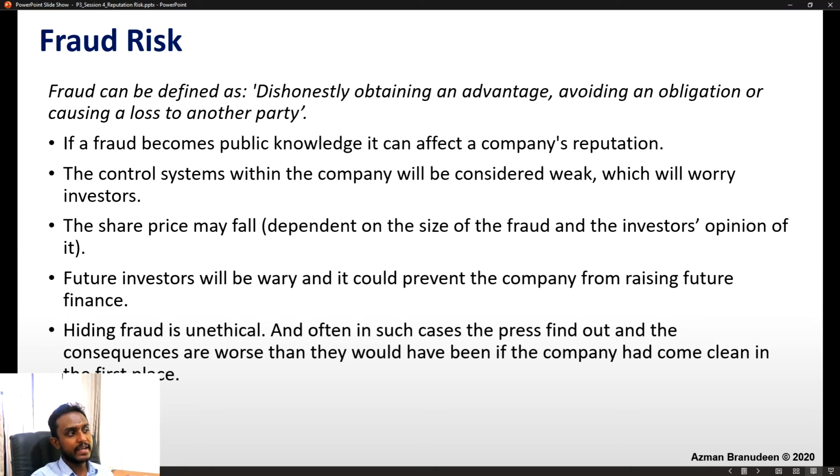Hiding fraud is unethical, and often in such cases the press finds out, and the consequences are far worse than they would have been if the company had come clean in the first place. So this is actually an area that gets tried and tested in the case study, where you're put in a situation, there is some sort of fraudulent behavior involved. What are you going to do at that moment? It could be a superior, it could be a subordinate, it could be you. You're supposed to make a decision. What are you going to do? Stick to the fundamental ethical principles. That would be the best solution there.